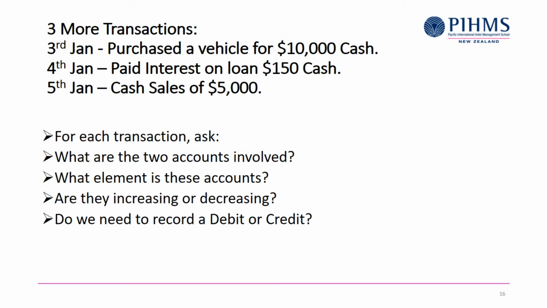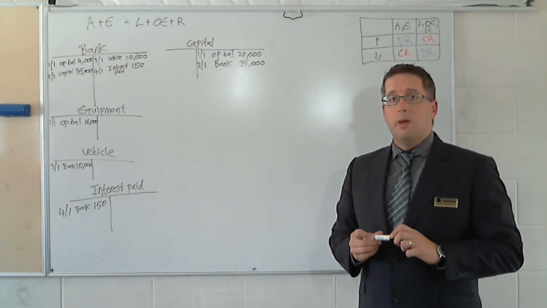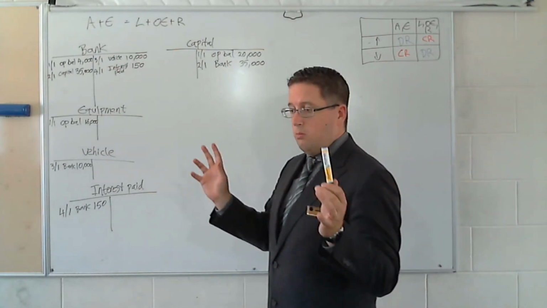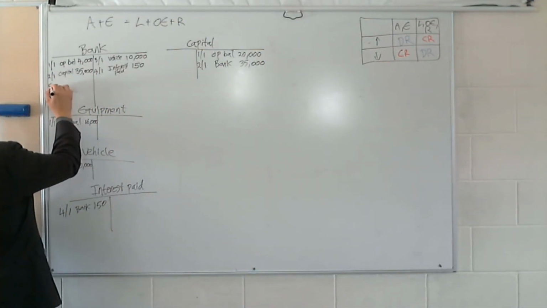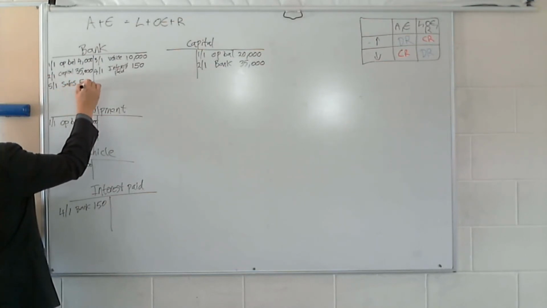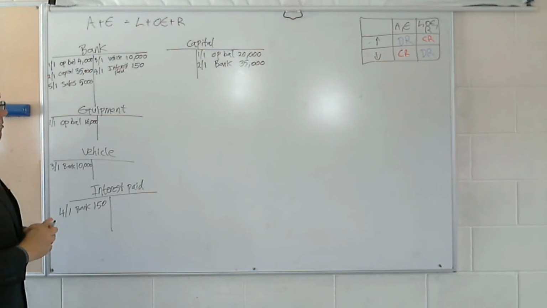Finally, 5th of January, we had cash sales of $5,000. So now we get to record we've received some money from customers. Cash sale, great, goes into the bank account. 5th of the 1, just going to record, yes, it's a sale, $5,000.